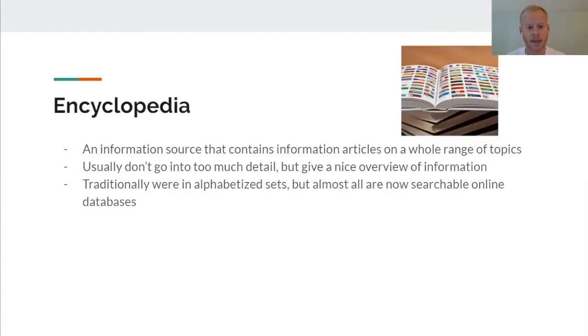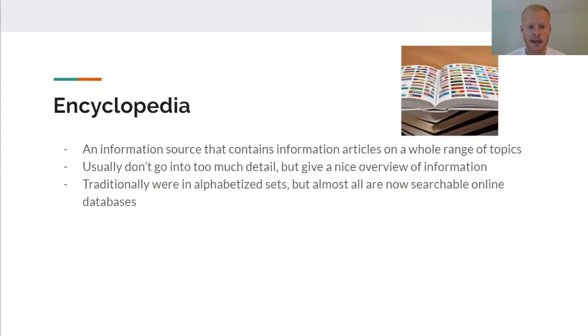And encyclopedia. An encyclopedia is an information source that contains information articles on a whole range of topics. These articles don't usually go into too much detail, but they give a nice overview of information. So if you're trying to become an expert on something, like let's say mice, you're not going to be able to become an expert from an encyclopedia article, but you can learn a fair bit from these articles.